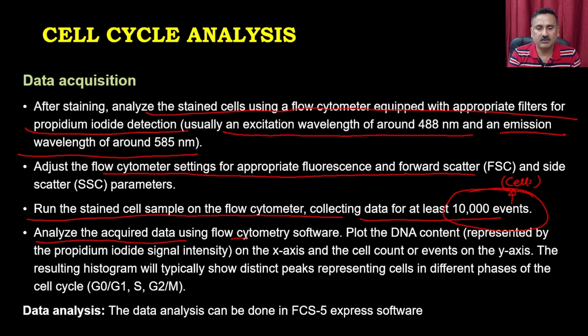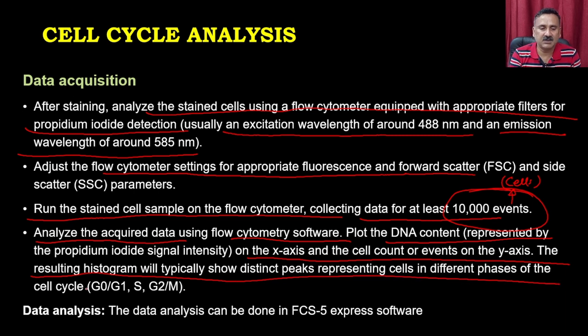Analyze the acquired data using the flow cytometry software, plotting the DNA content on the x-axis and the cell count or events on the y-axis. The resulting histogram will typically show distinct peaks in the different phases of the cell cycle, such as G1, S and G2. The data analysis can be done with the FCS Express software.